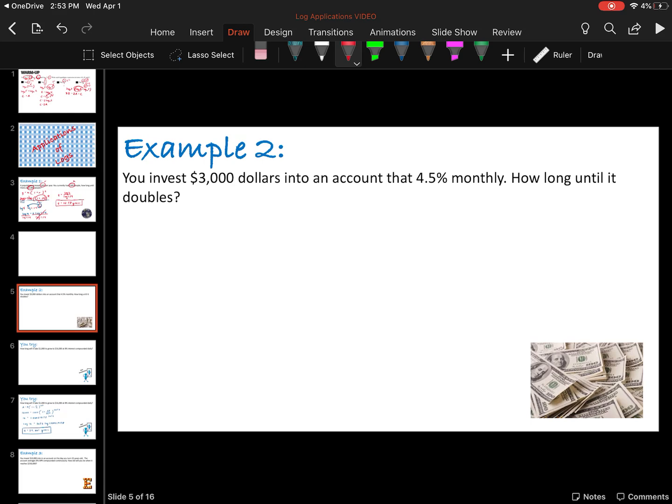Okay, for number 2. It's going to be very similar to this, except now I'm saying you invest $3,000 into an account that grows 4.5% monthly. So we have an interest rate again here, and I'm trying to figure out how long until the money doubles. So let's think of our formula for compound interest. Our formula is A equals P times 1 plus r over n to the nt. Okay, these formulas aren't going anywhere, so make sure you're good with those. Plug in all the values I'm giving you.